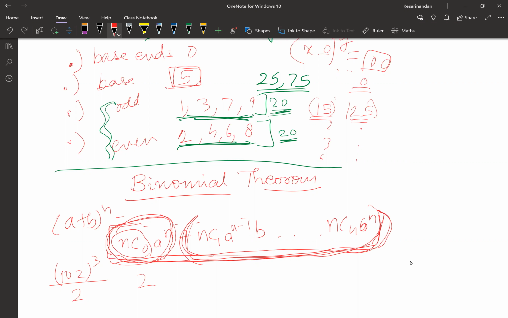Anybody, any doubts? Can you repeat it, Kesari? Yeah, sure. Let's say I'm given a question: 102 raised to 3 divided by 2, and I have to find the remainder.